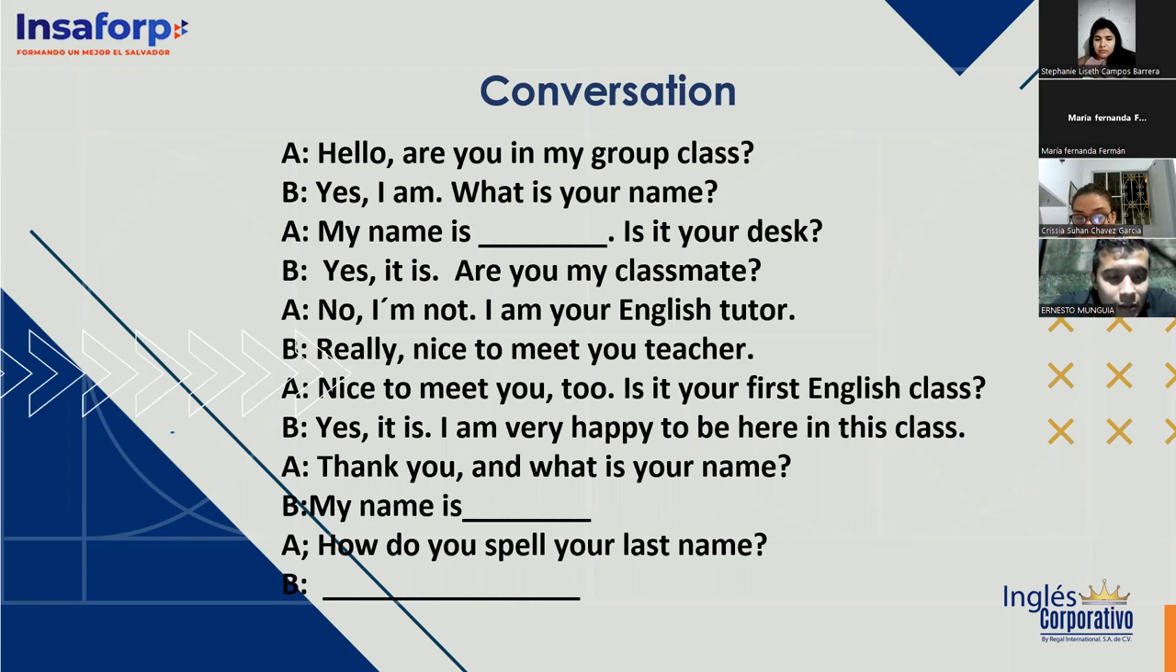And what is your name? My name is Fernanda Ferman. How do you spell your last name? How do you spell your last name, Fernanda? Ferman. F? Mm-hmm. How do you spell it? F? E? R? Continue.